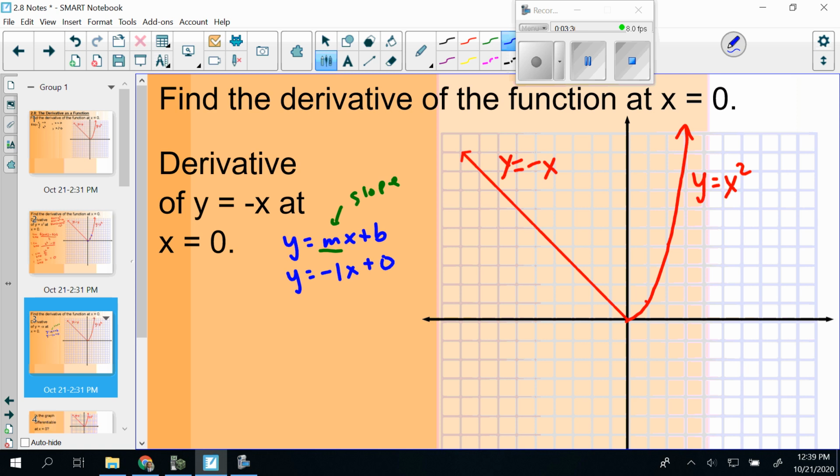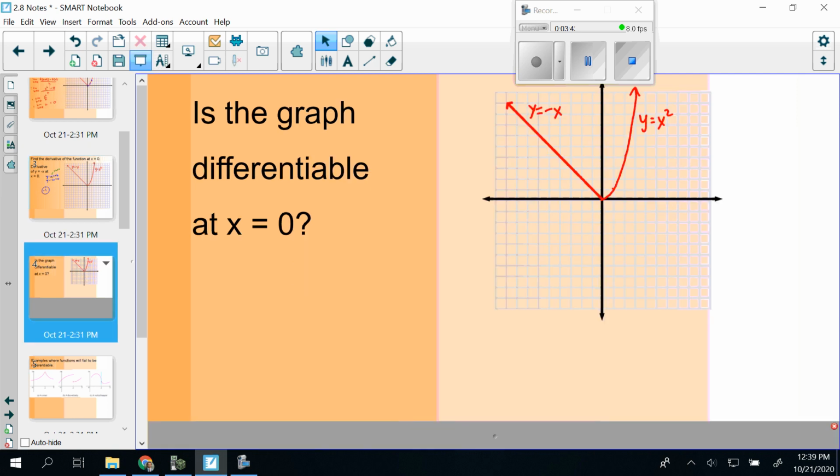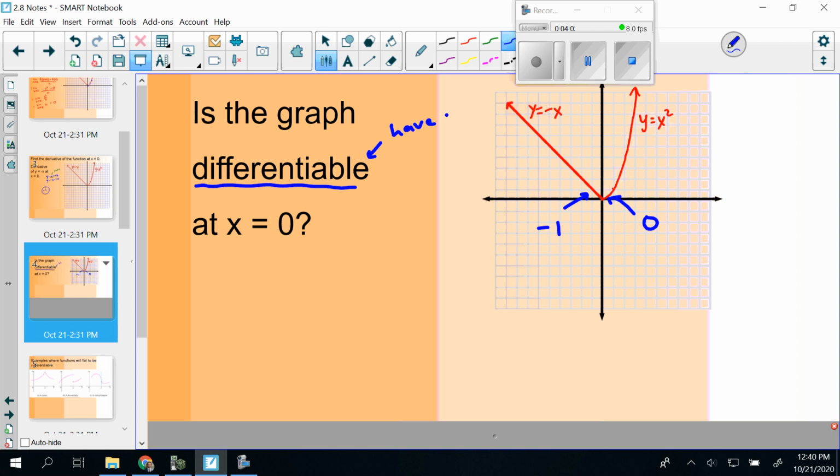And so our rate of change for this one at 0 is going to be a rate of change of negative 1. And so what does that mean then? So if we have a rate of change on this side of negative 1 and a rate of change at 0 on this side of 0, is this graph differentiable? And differentiable again means does this graph have a derivative at x equals 0?